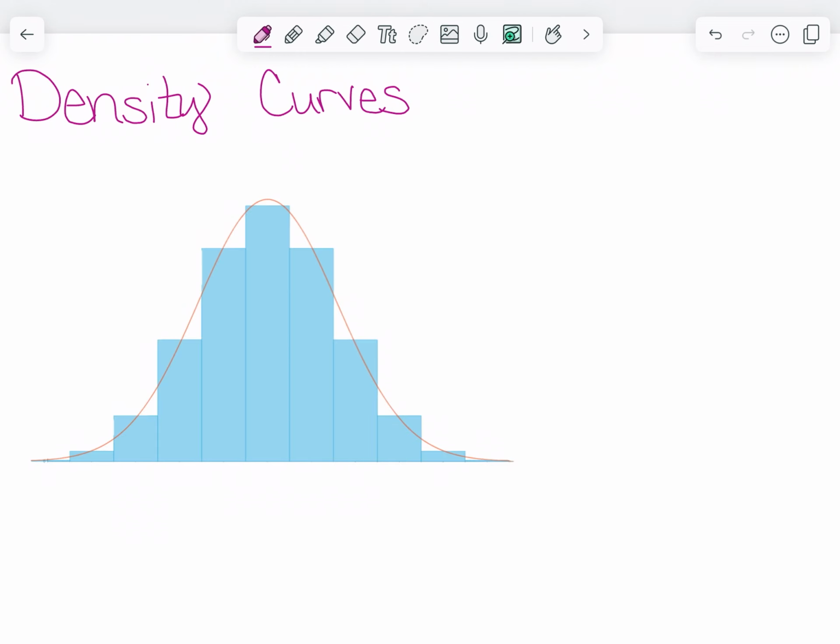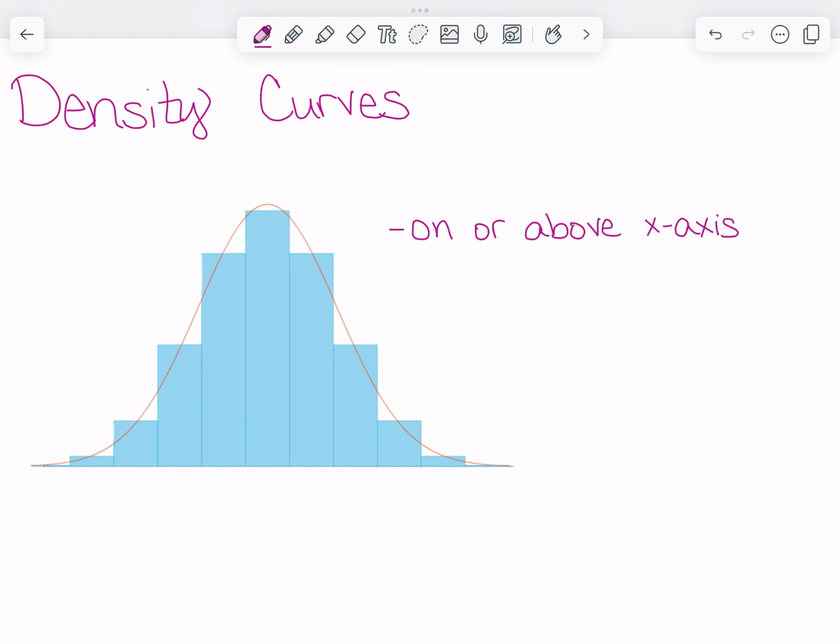Here we can see a histogram with a density curve. And density curves are going to have a couple of overall properties. First, a density curve will always be on or above the x-axis. Next, the area between the density curve and the x-axis will always be 1. This curve is used to describe the overall pattern of the distribution, and the area under the curve represents proportions of the population.